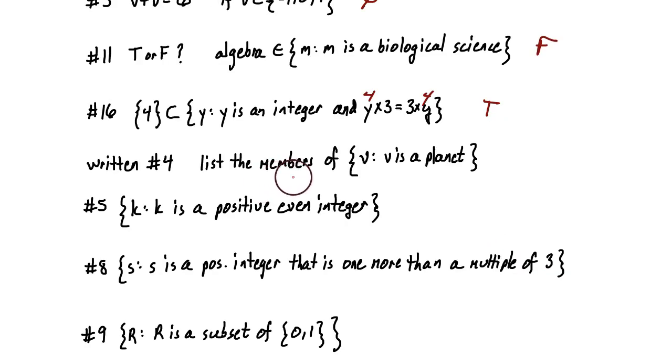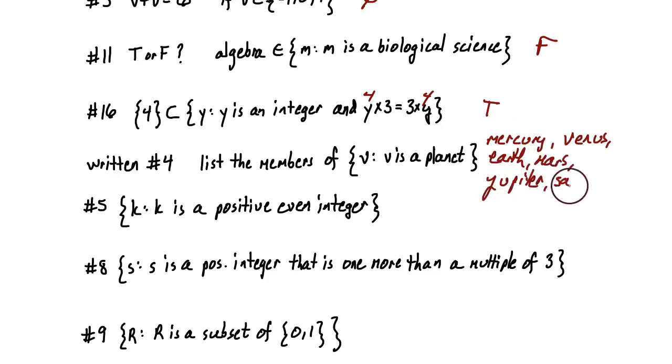For question number 4, we're asked to list the members of set V, such that V is a planet. So this is asking us to list the planets. Just write them out. Mercury, Venus, Earth, Mars, Jupiter, Saturn, Uranus, Neptune, and at one time Pluto was considered a planet.